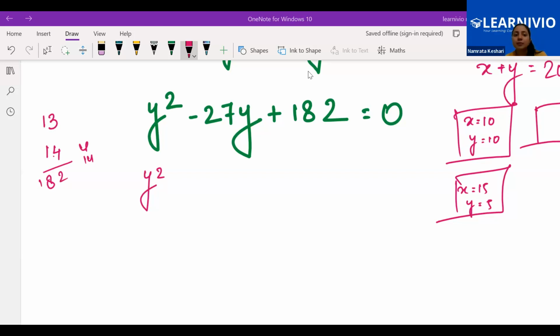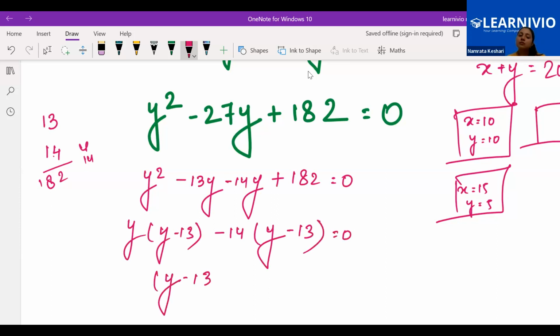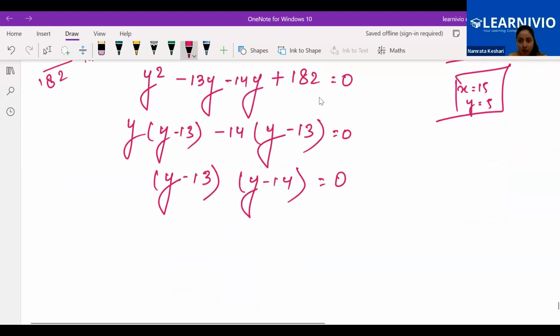Okay. So we will be getting y square minus 13y minus 14y plus 182 is equal to 0. Y we will take out common. It will be y minus 13. Minus 14 we will take out common. It will again be y minus 13 is equal to 0. So one bracket will be y minus 13, another bracket y minus 14. Yes, y value we are getting as 13 and 14.